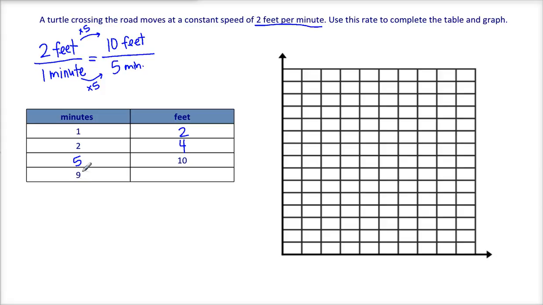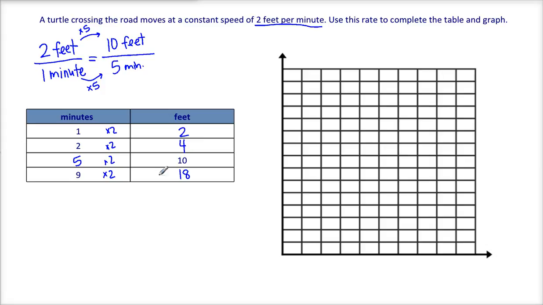Okay, and finally, after 9 minutes, how many feet has he gone? So hopefully you can see that I'm just multiplying each of these rows by 2, right? 1 times 2, which is the unit rate, gives me 2. 2 times 2, the unit rate gives me 4. 5 times 2, which is the unit rate, gives me 10. So I'm going to follow that same pattern. 9 times 2 gives me 18. So after 9 minutes, he's gone 18 feet.